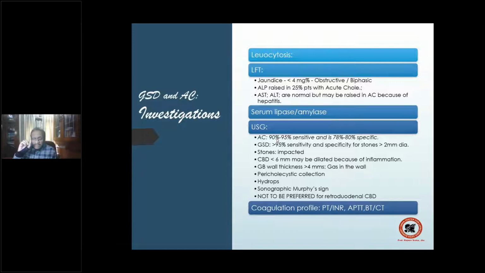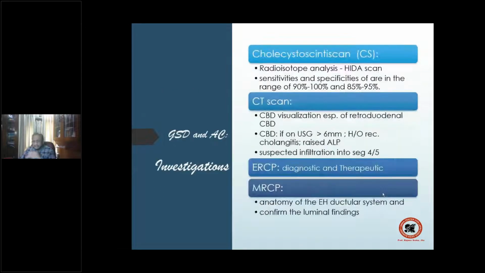And remember, ultrasound is not the preferred method for diagnosing any pathology in the retroduodenal CBD. You all know that, but it needs repetition time and again. Because of the overlying gas in the duodenum, which is overlying that part of the CBD, it becomes a very poor investigation for diagnosing any pathology in the retroduodenal part. Coagulation profile may or may not be abnormal, but that has to be done in every patient with acute cholecystitis. What about the other investigations?